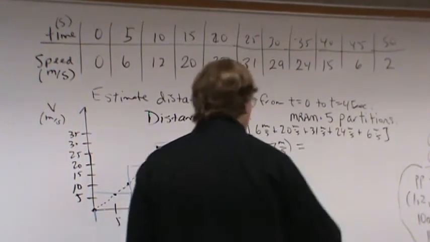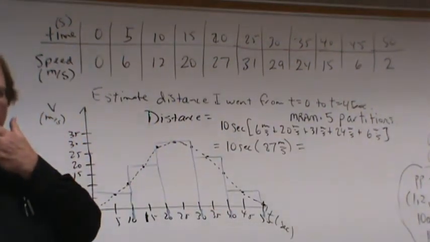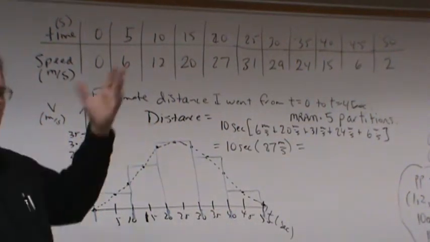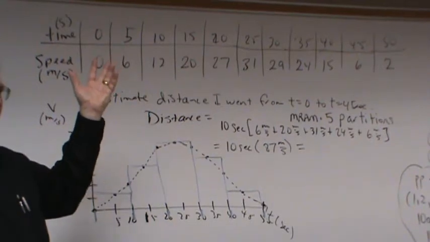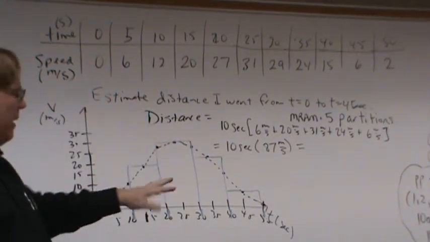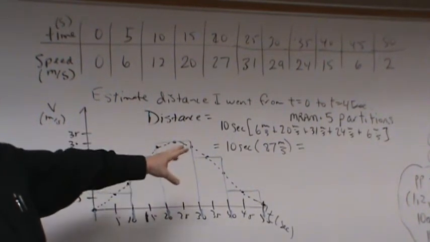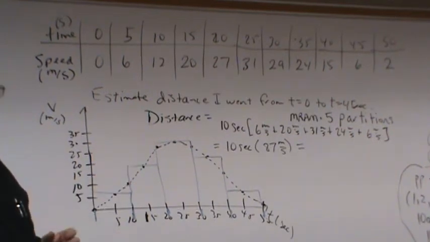So, what did you guys get? 870. How many people got 870 meters? Okay, a few of you. Is there anyone stuck on this? Anyone not getting where I got those numbers from or anything?